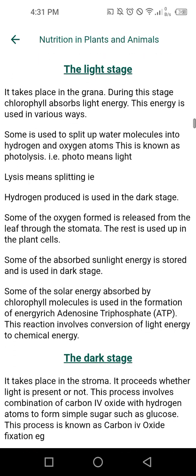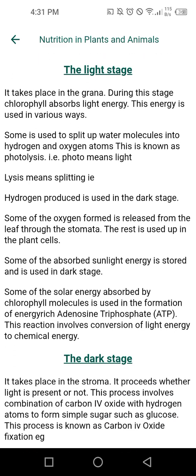The light stage. It takes place in the grana. During this stage, chlorophyll absorbs light energy. This energy is used in various ways. Some is used to split up water molecules into hydrogen and oxygen atoms. This is known as photolysis, i.e. photo means light, lysis means splitting. Hydrogen produced is used in the dark stage. Some of the oxygen formed is released from the leaf through the stomata. The rest is used up in the plant cells.